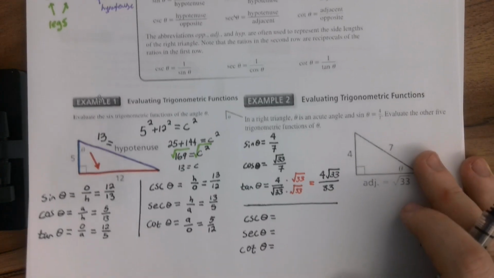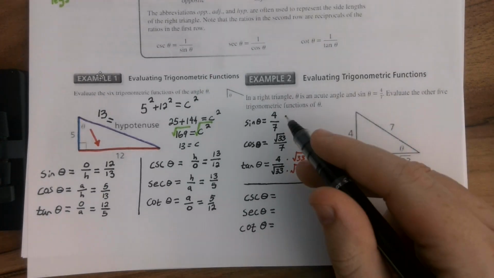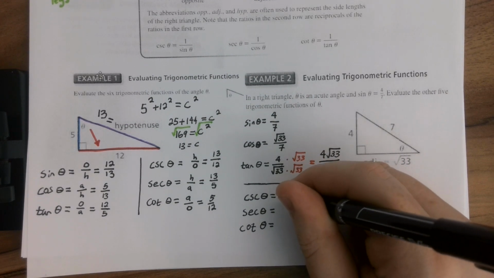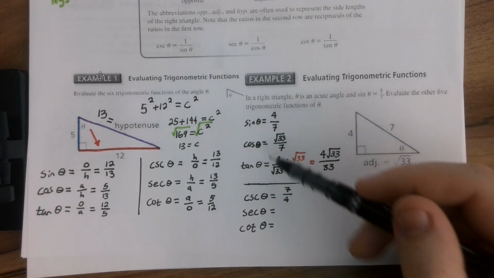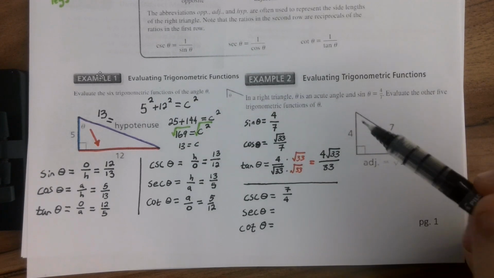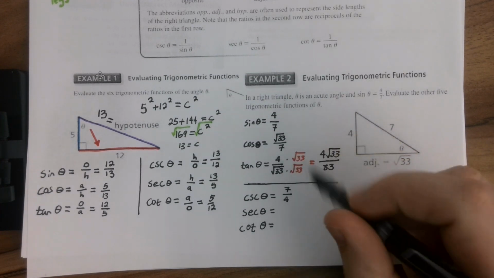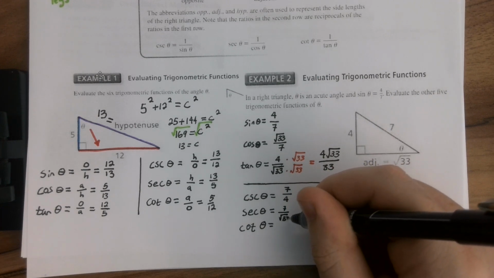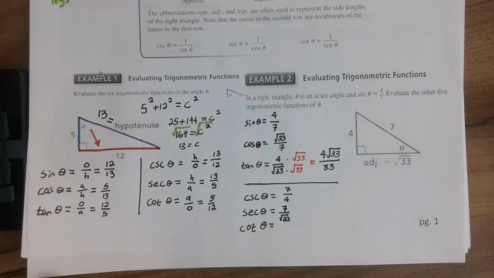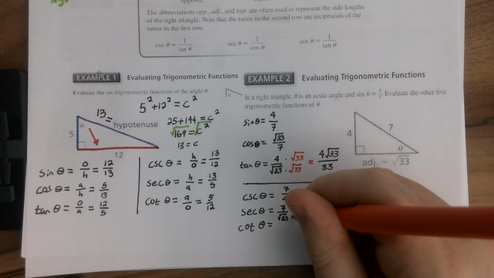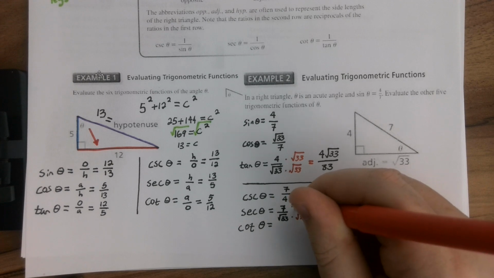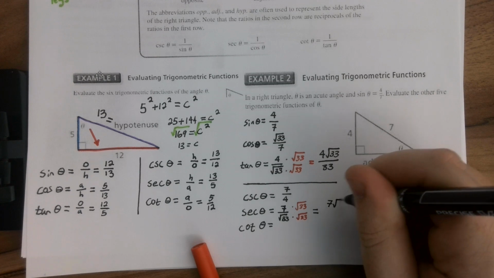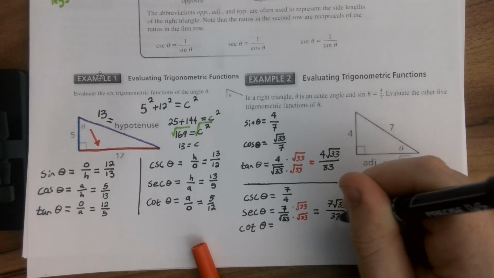All right, hopefully we had a chance to give this one a shot. Since the cosecant is the reciprocal of sine, instead of 4 over 7, it's 7 over 4. Similarly, with secant, it's the reciprocal of cosine. So where it was originally square root of 33 over 7, it's now 7 over the square root of 33. But we've got a square root in the denominator, so we should multiply both the top and the bottom by the square root of 33, giving us 7 root 33 over 33.